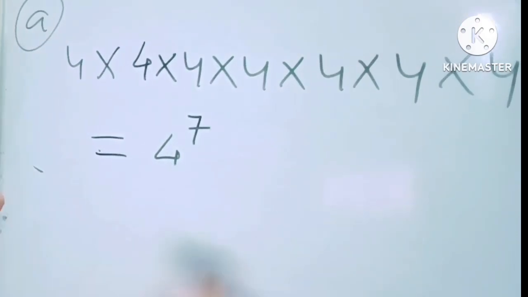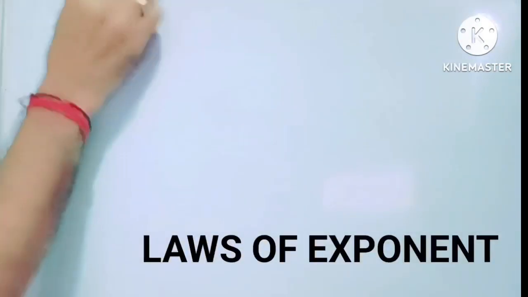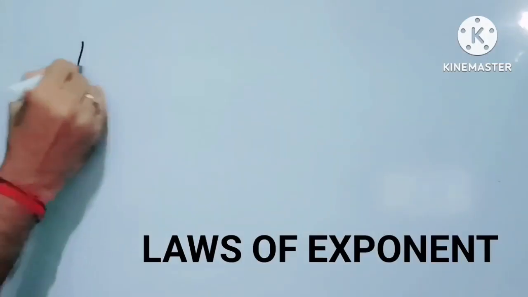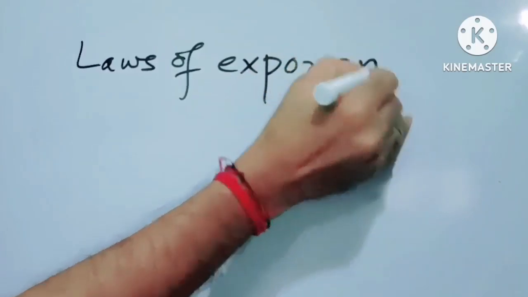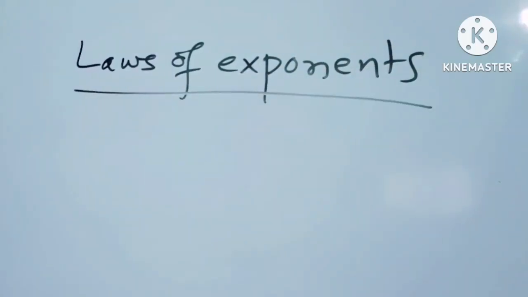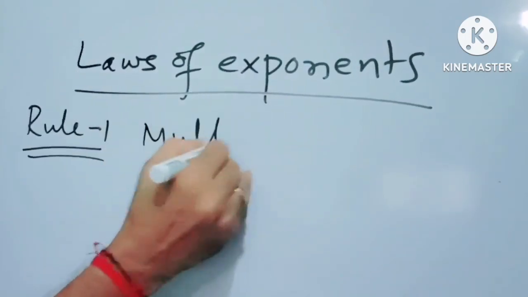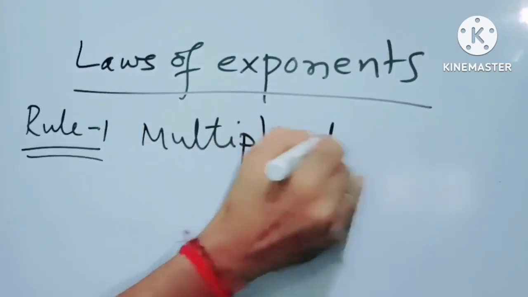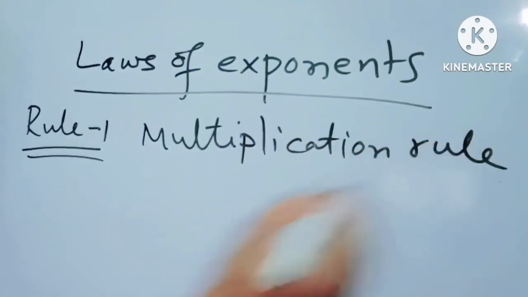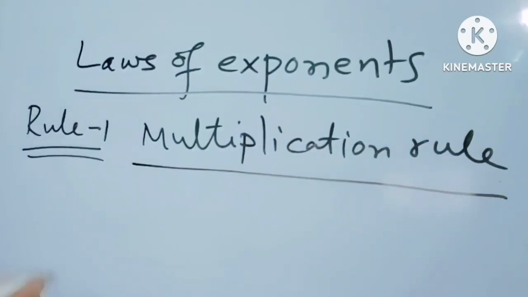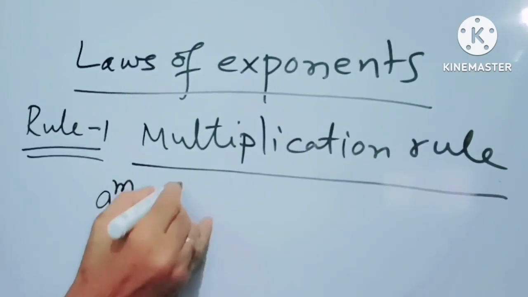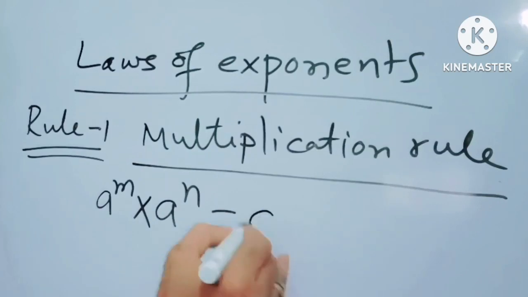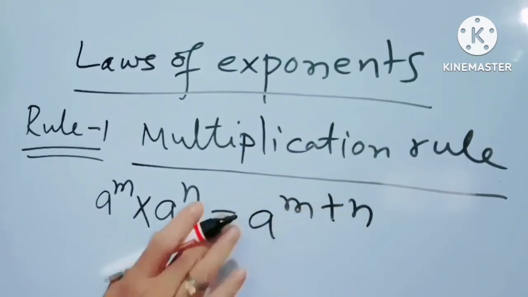Now we will learn some laws of exponents. First, rule 1. Rule 1 is the multiplication rule. In the multiplication rule, we can write it as a to the power m multiply a to the power n equal to a to the power m plus n.